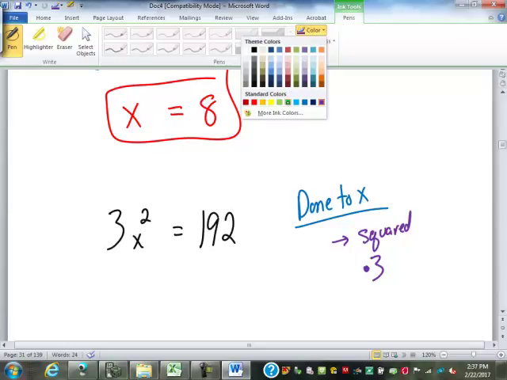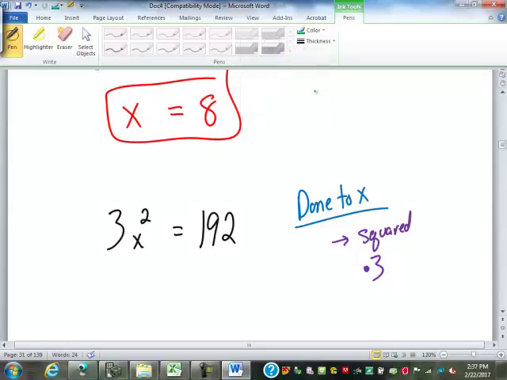So when we go to take this apart, what is the first thing we have to do? We have to divide by 3. Very good. The last thing that was done was multiplying by 3. The opposite is going to be to divide by 3. So that leaves us with x squared here. 192 divided by 3 is going to be 64.